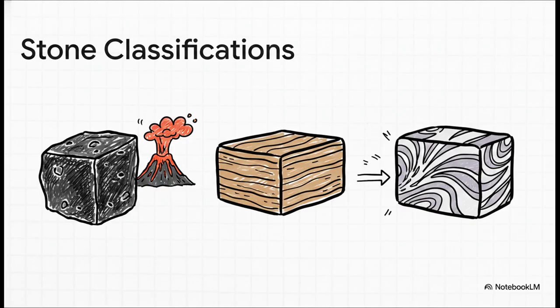Next up are sedimentary rocks, like sandstone and limestone. These are formed over thousands of years by layered grit and immense pressure. And finally, we have metamorphic rocks, like marble and slate. Essentially, these are older rocks transformed by intense heat and pressure deep within the Earth's crust. Each of these classifications dictates the stone's engineering properties, from its porosity right down to its abrasion resistance.